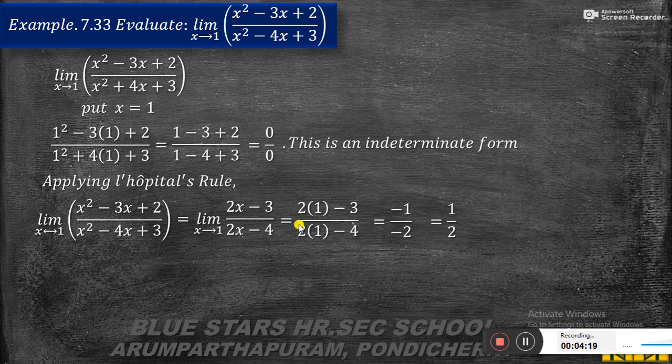Equal to, now I substitute limit x tends to 1, which means I substitute x equal to 1. Throughout the equation I substitute x equal to 1. So 2 into 1 minus 3 by 2 into 1 minus 4. 2 minus 3 is minus 1. 2 minus 4 is minus 2. So the minus cancels, giving 1 by 2. So 1 by 2 is the answer for limit x tends to 1 of x square minus 3x plus 2 by x square minus 4x plus 3.